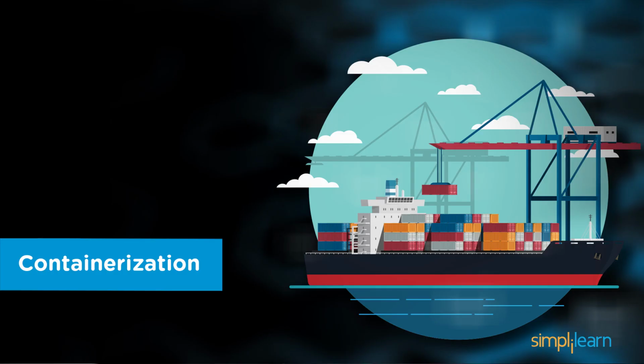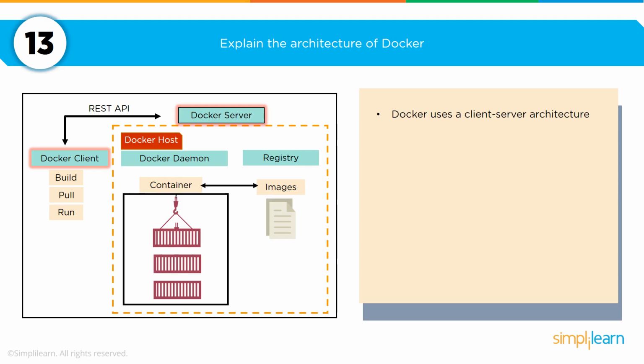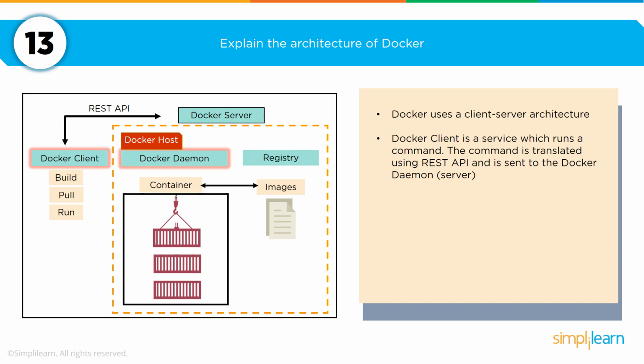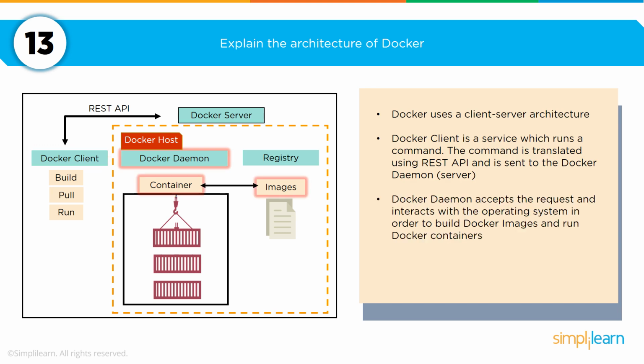So let's get on to our next section, which is containerization. So let's go through, and you're going to be asked to explain what the architecture of Docker is. And Docker really is the most popular containerization environment. So Docker uses a client-server architecture. The Docker client is a service which runs in a command line. And then the Docker daemon, which runs as a REST API within the command line, will accept the requests and interact with the operating system in order to build the Docker images and run the Docker containers.